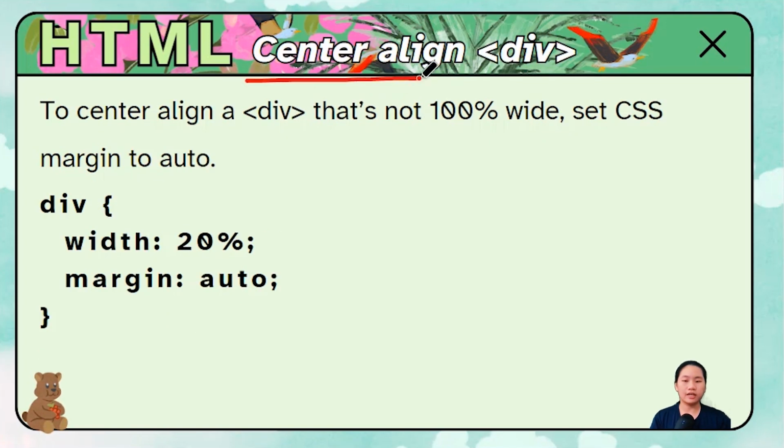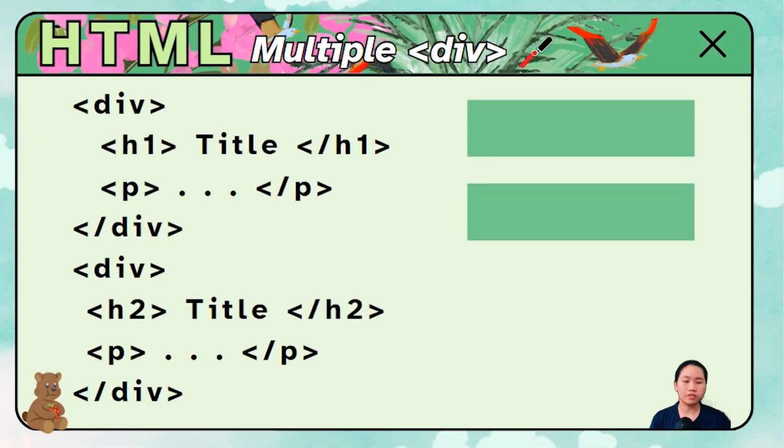Now, to center align a div that is not 100% wide, you simply, why do I have an arrow there? You simply set the CSS margin to auto, okay? Neat little trick, margin auto is very common with the whole repositioning ordeal. You don't need to use this in div alone, you can use it in a lot of other tags and elements as well.